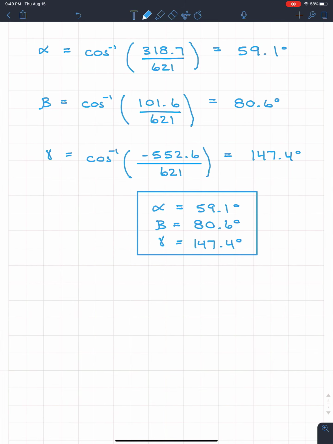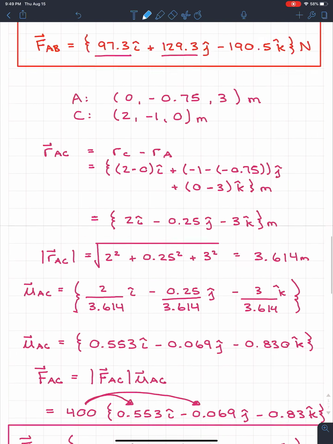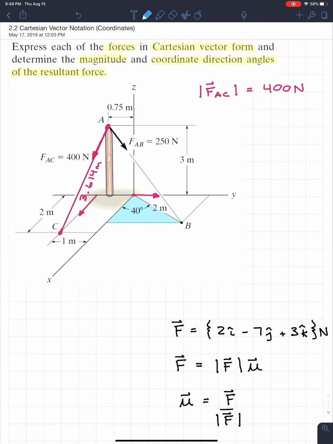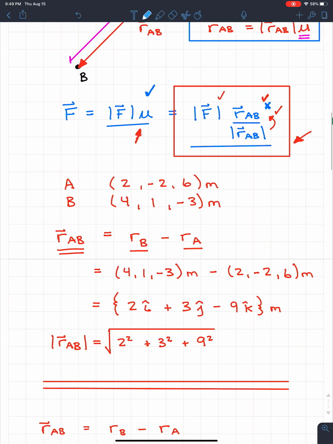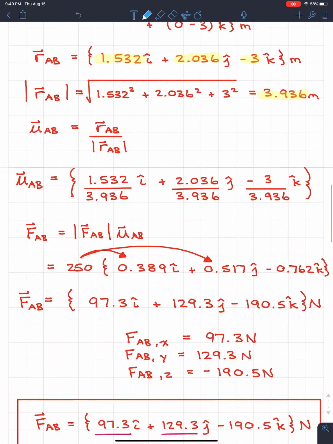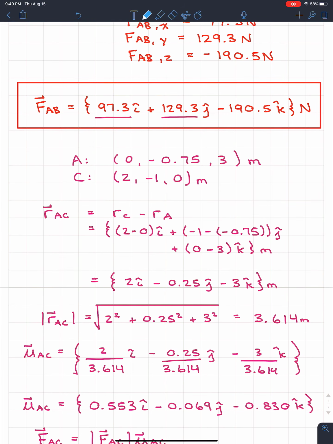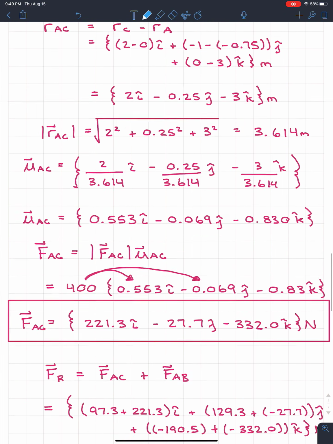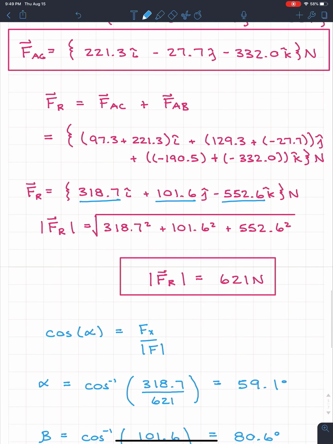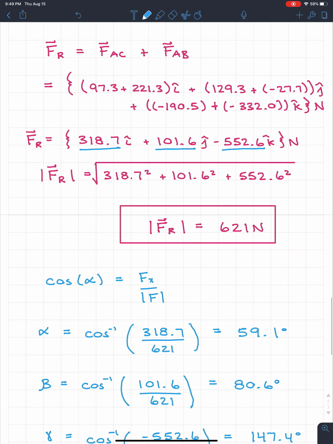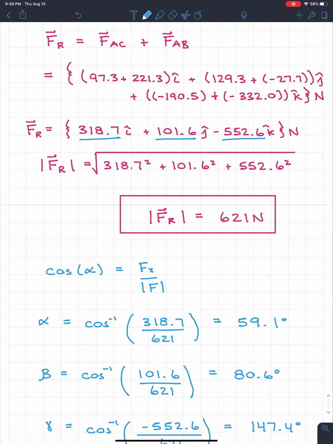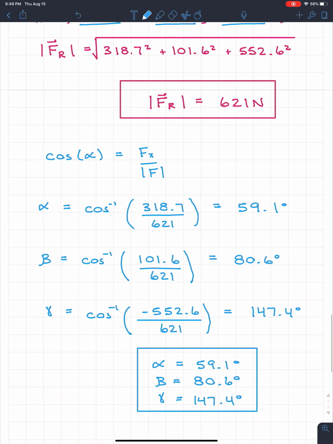We're good to go. So just a quick recap. What we did is we found each of the forces in Cartesian vector form using position vectors and unit vectors. It's a very good skill to have because when we get into something called moments, you're going to need to know these position vectors like the back of your hand. And then we simply added the vectors together. You guys have had lots of practice. And then finally, we can just take the components of the resultant vector to find both its magnitude and coordinate angles.